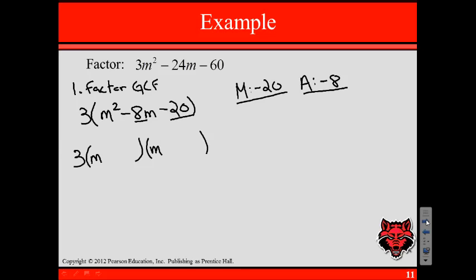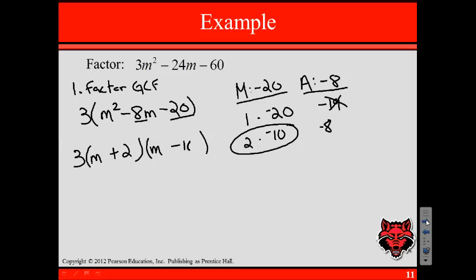So we start with the factors of 20. 1 times 20. 20 is furthest from 0, so it gets the negative. That gives us negative 19. That's not good. We also have 2 times 10. 10 is furthest from 0, so it gets the negative. 2 plus negative 10 is negative 8. That's exactly what we want. So we fill in the gaps with a positive 2, or plus 2, and a negative 10, minus 10.